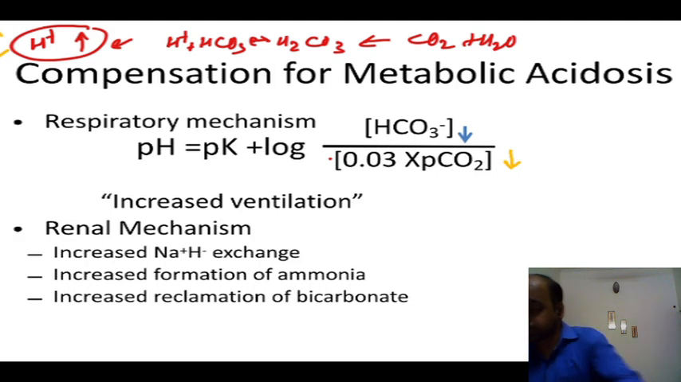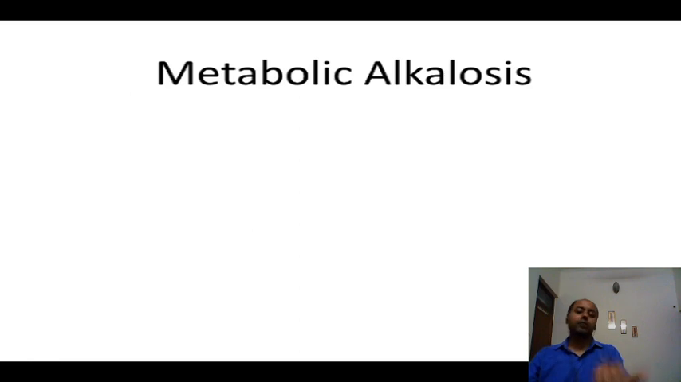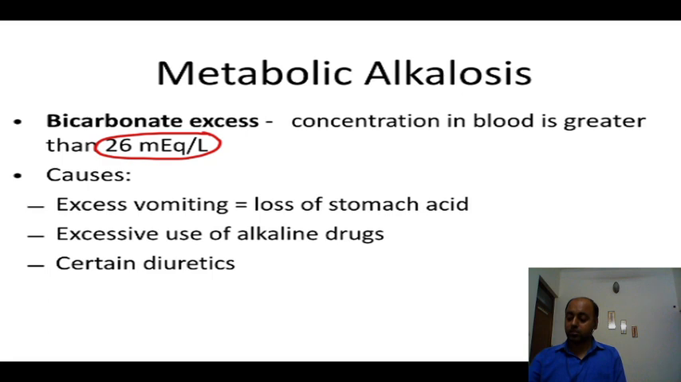Okay, then you have metabolic alkalosis. In acidosis, the bicarbonate value was less than 22. In alkalosis, the value of bicarbonate is more than 26 milliequivalent per liter. Primary causes: excessive vomiting. In vomiting, what happens? The H plus from the stomach is excreted outside. Also excessive use of alkaline drugs and certain diuretics, which will again wash off the H plus.